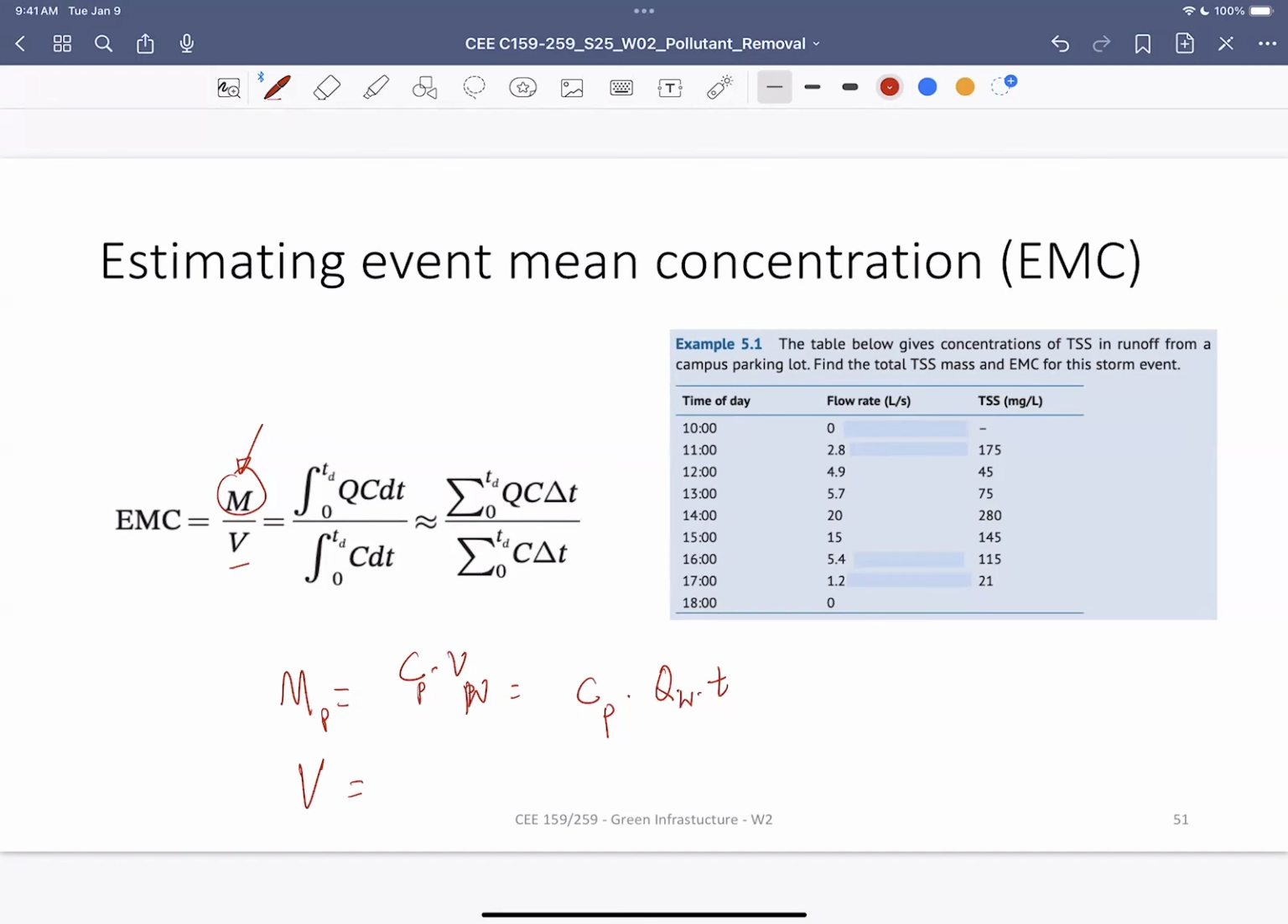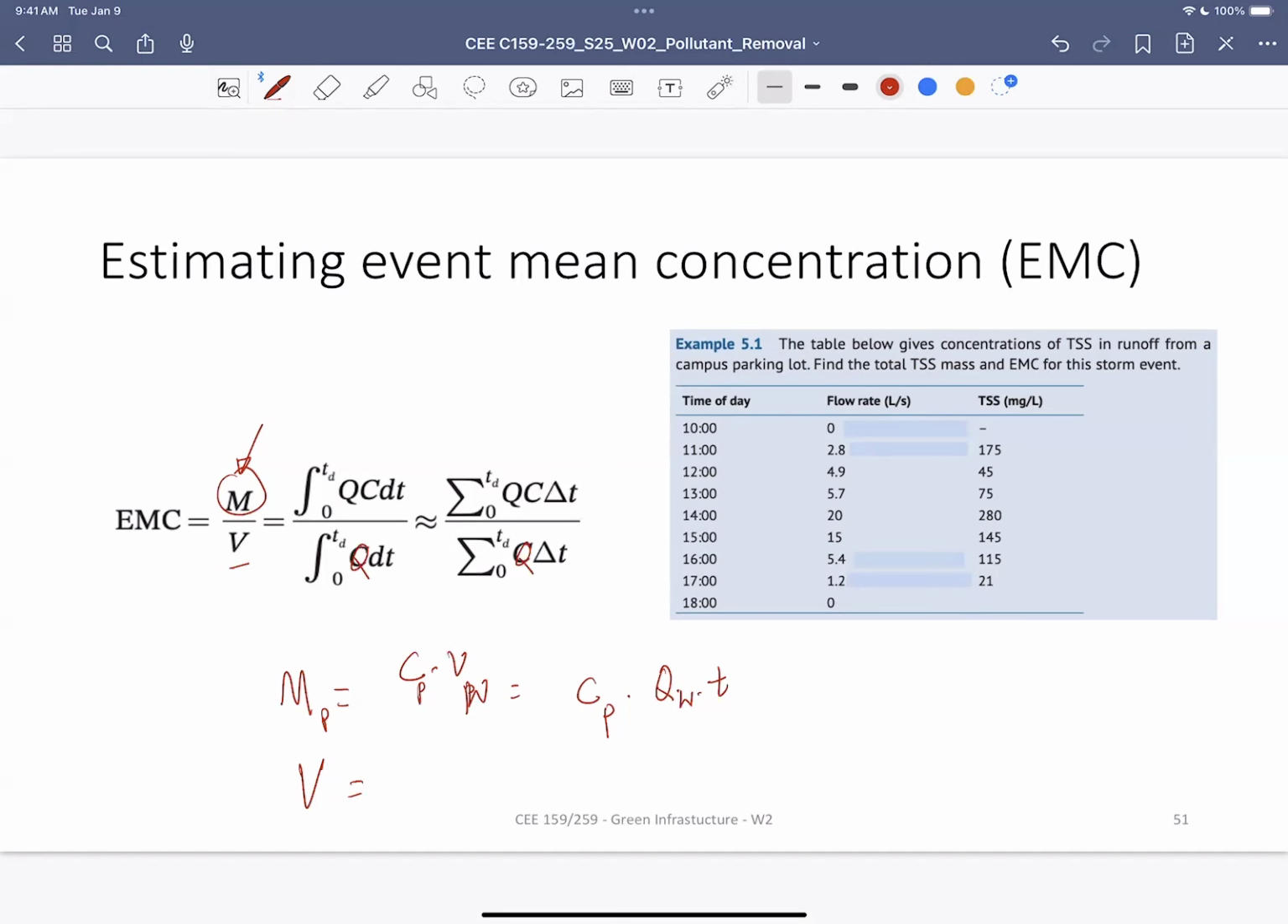So now, if you are looking for the event mean concentration, you are basically calculating the entire fraction over that volume. That means you calculate that value.